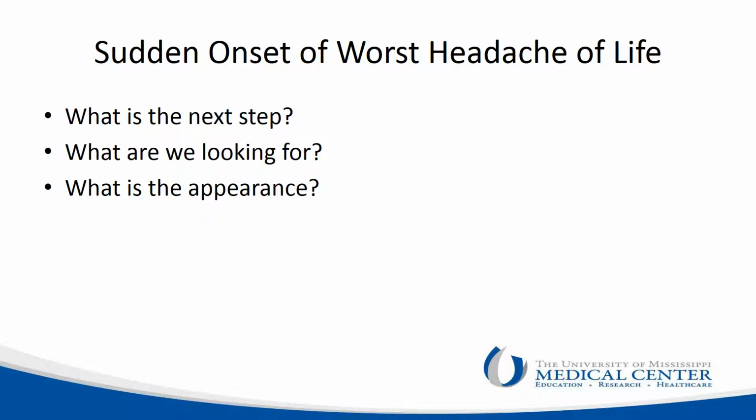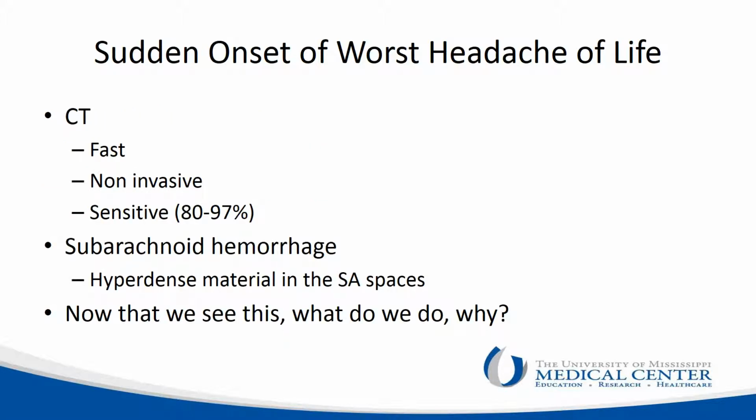So the patient comes in with the worst headache of their life, sudden onset. So what are we going to do next? Why? And what's it look like? We're going to do a non-contrast CT. It'll be quick, it'll be non-invasive, it's very sensitive in detecting hemorrhage. Subarachnoid hemorrhage will be hyperdense.